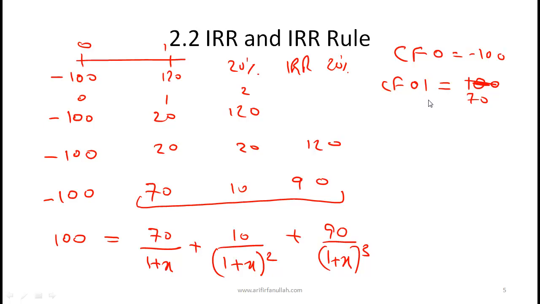Just hit down arrow again. Now you will see cash flow 02. What do you put in there? 10. So you put in 10 and enter. Then down arrow, the frequency is 1, just accept, hit down arrow again. Cash flow 3 is 90. Enter, down arrow. Okay, so now you have put in all your data.